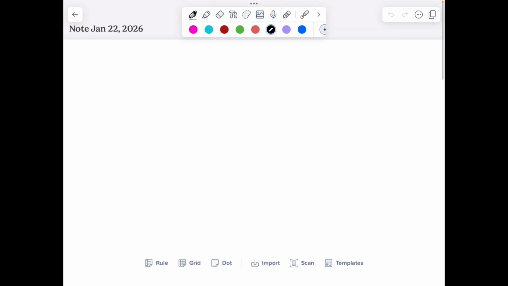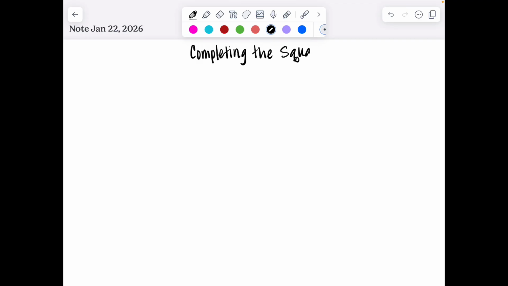All right, in this lesson we'll be solving quadratic equations using the completing the square method. So you should have mastered solving quadratics using the square root method, which was the previous lesson. You need to be good at that before you're ready to move on to completing the square. So first we're going to talk about a perfect square trinomial.